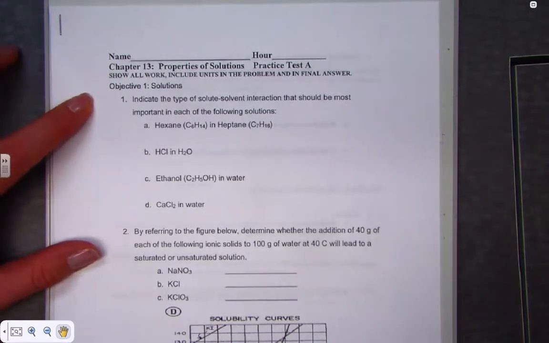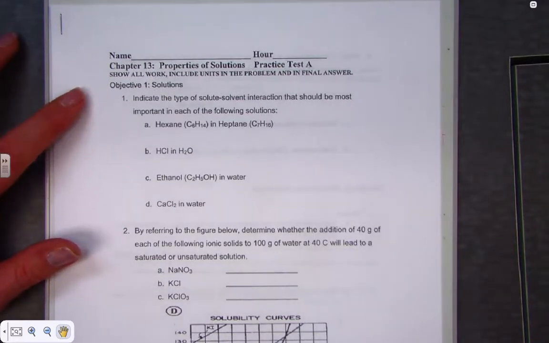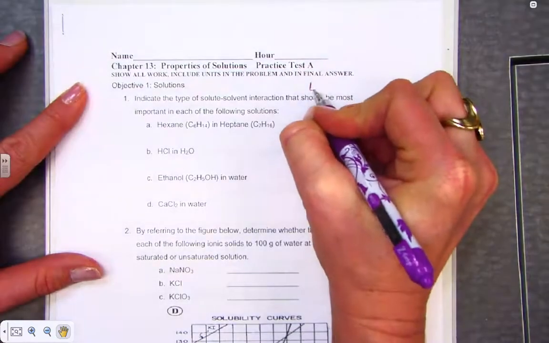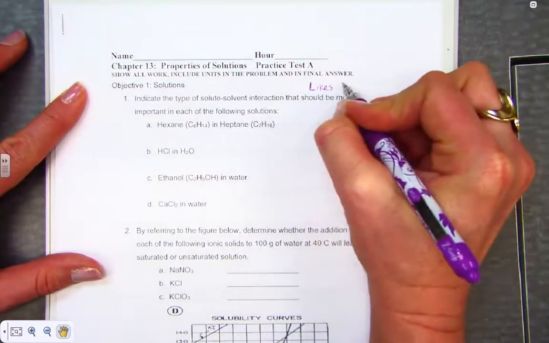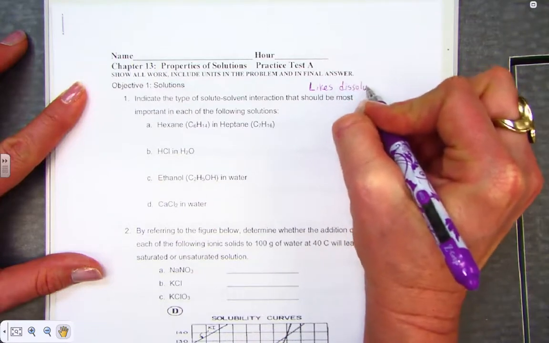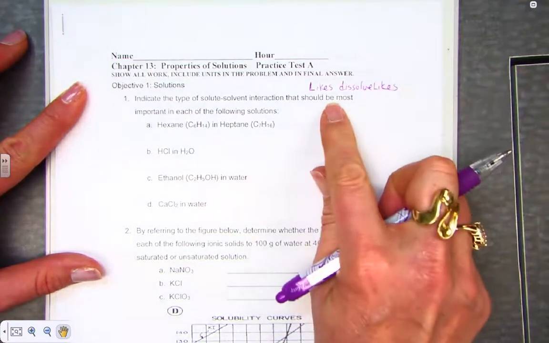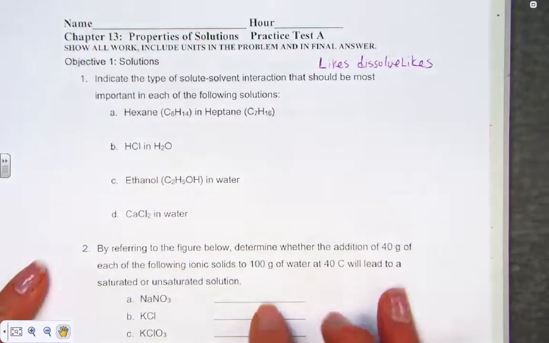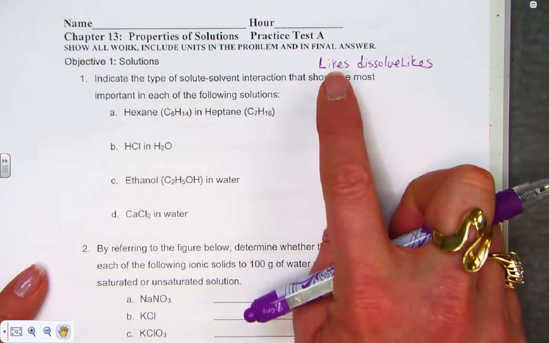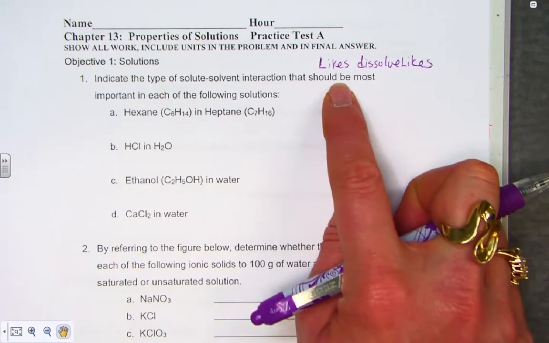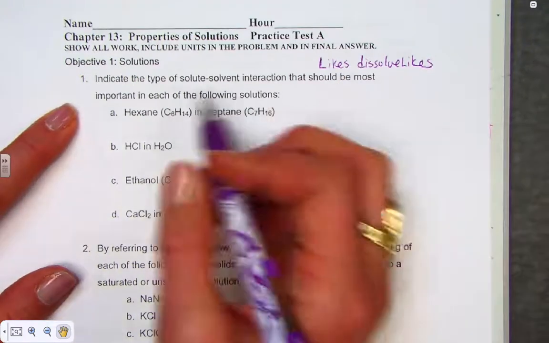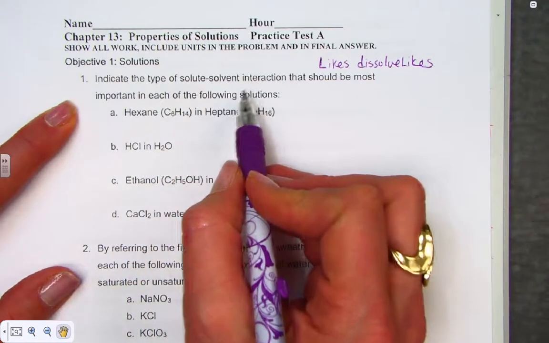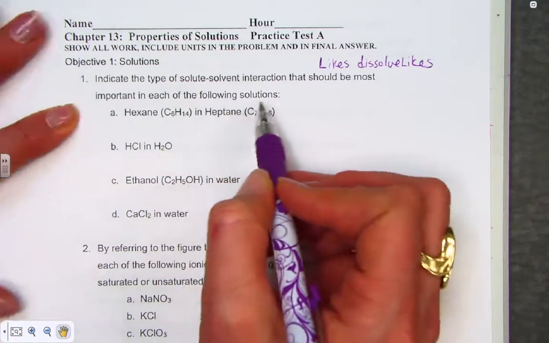One of the first testing objectives has a good reminder about the intermolecular attractions involved in thinking about whether a solution will form. We always think about the saying, like dissolves like. The helpful hint here is simply suggesting that when I consider if a solution forms, polar will dissolve in polar, nonpolar will dissolve in nonpolar, but not one of each. Number one says, indicate the solute-solvent interaction that should be most important in each of the following solutions.